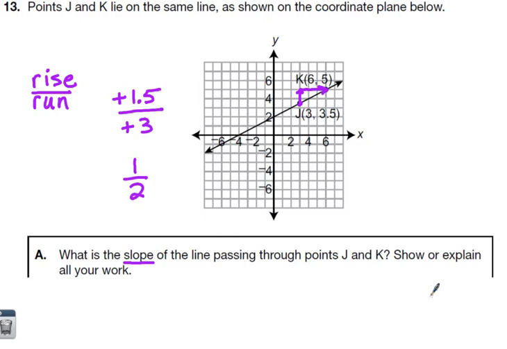Now, at this point, I want to remind you that they want the answer, which is 1/2, but they want you to show or explain all of your work. If you're just doing this counting approach, I think you're going to need to explain what you did and how you counted the rise and the run and reduced. I don't know if that's actually what you want to do. I mean, knock yourself out, but I would probably emphasize this.